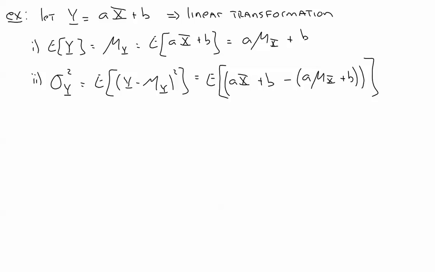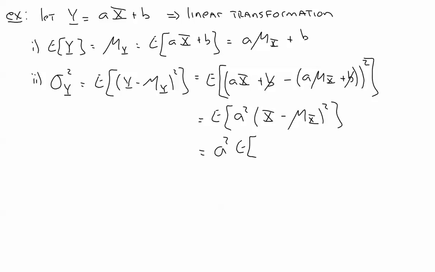Right? Plug in y and mu sub y. My b's are going to cancel. All right, and I get the expected value of, oops, I need to raise this to the second power right there. I get a squared times x minus mu x, quantity squared. And this is a squared times expected value of x minus mu x, quantity squared. This is just clearly a squared times the variance of x.